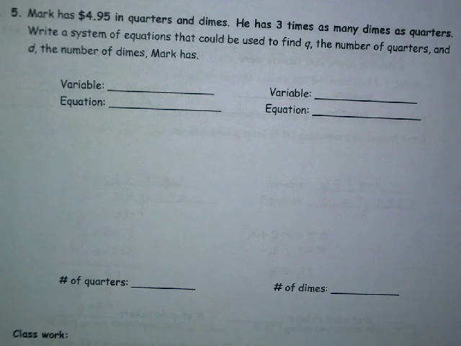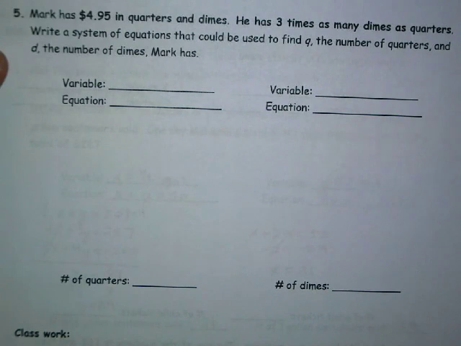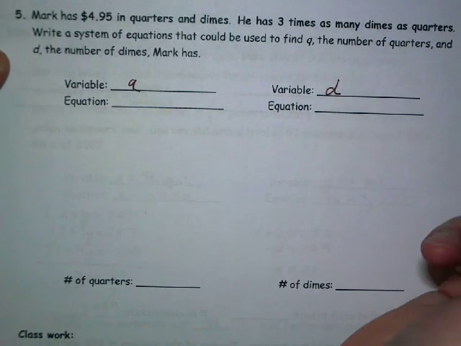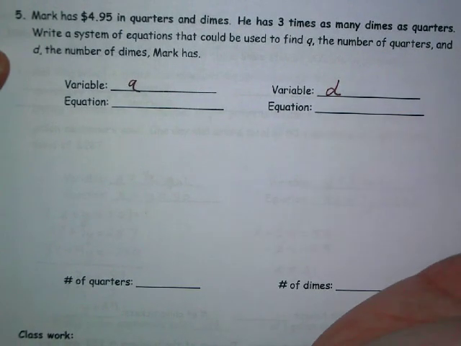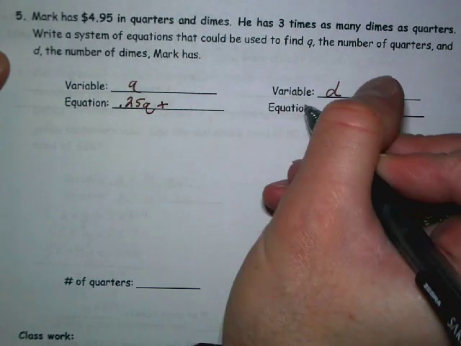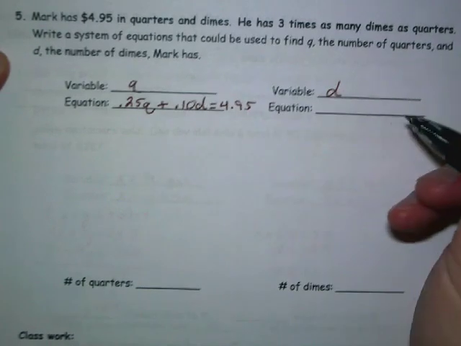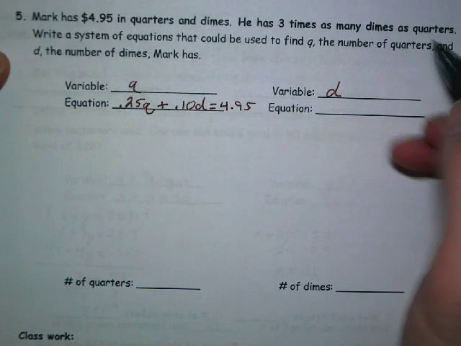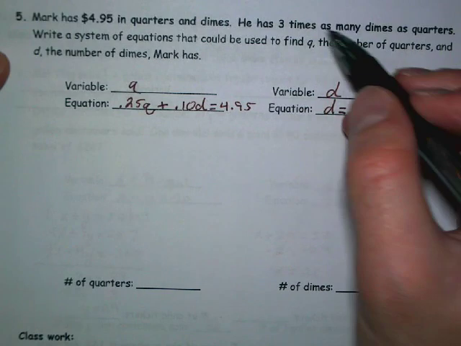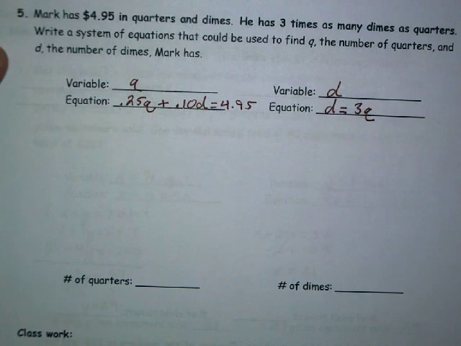It's the coin one. So Mark has $4.95 in quarters and dimes. He has 3 times as many dimes as quarters, so we're going to write a system that can be used to find Q, quarters, and D, the number of dimes. So there's our variables, Q and D for quarters and dimes. First, the value equation, the value of the coins. A quarter is 25 cents, so 0.25Q. A dime is 10 cents, so plus 0.10D equals $4.95. Second equation, he has 3 times as many dimes as quarters, so he's got more dimes. So we put D equals 3 times Q.